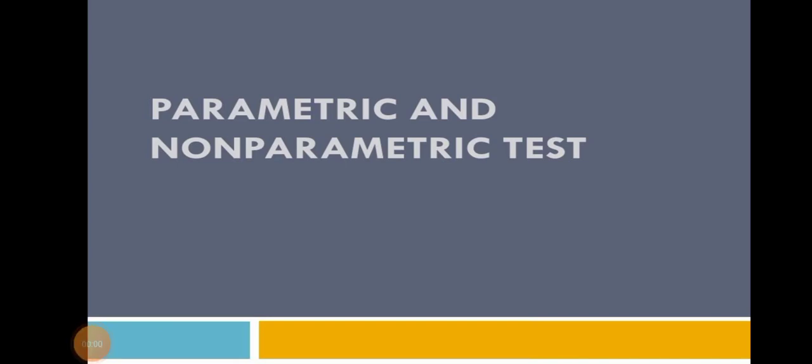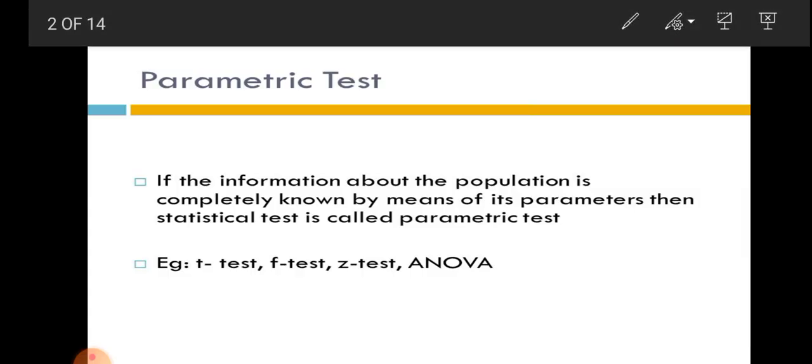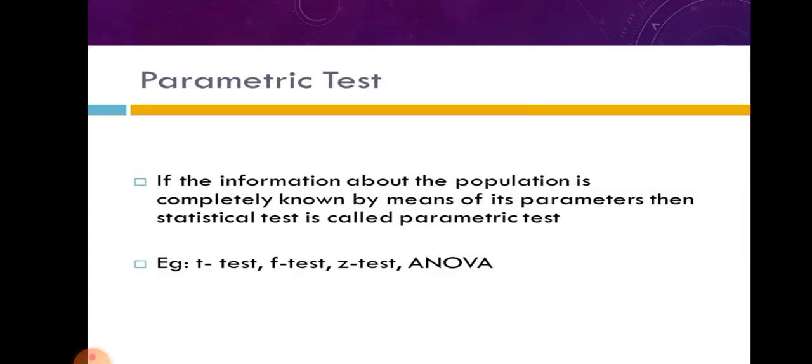Hello learners. Today we will study parametric and non-parametric test. So, parametric test. If the information about the population is completely known by means of its parameter, then a statistical test is called parametric test. Means if the population is completely known, then it is parametric test.